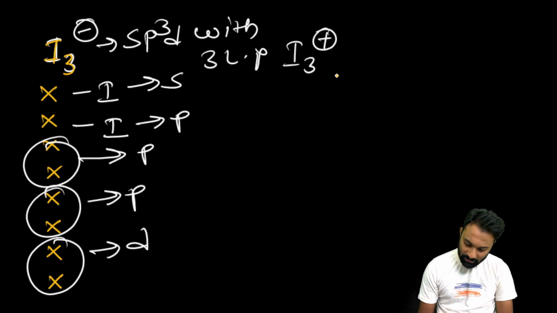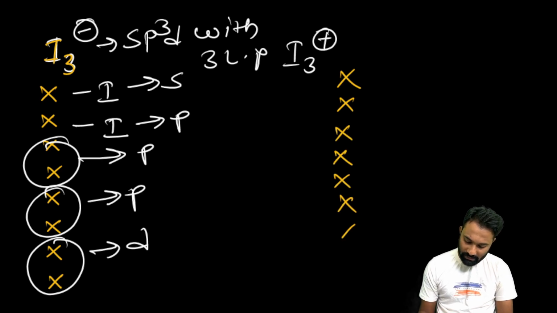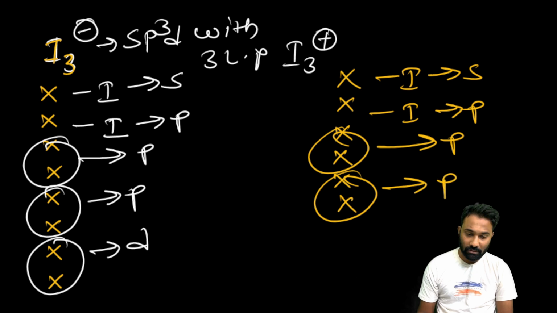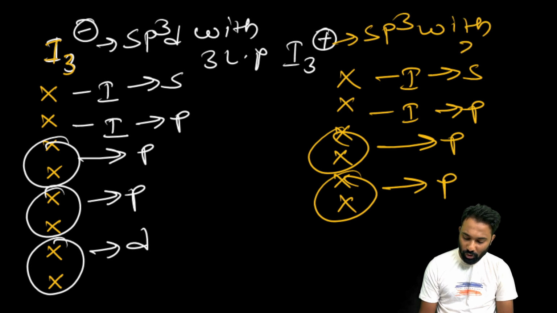Next I3 plus. I3 plus valence electrons are 1, 2, 3, 4, 5, 6, 7. Now what I said: take 1 iodine as the central atom and the remaining 2 will be bonded. Among the 7, 1 electron has been lost, right? So only 6 valence electrons will be there for the central iodine. Then the remaining 2 will act as bonding atoms. Now this is S, this is P, and the remaining this is P and this is P. Now what is the hybridization of this one? sp3 with 2 lone pairs.